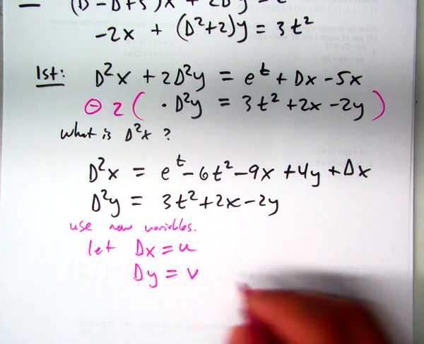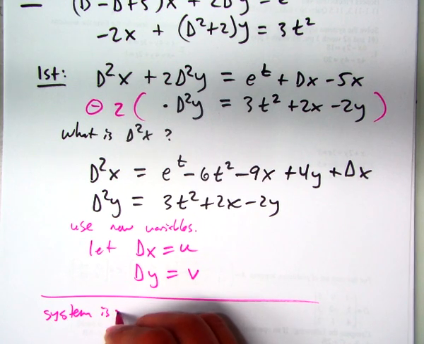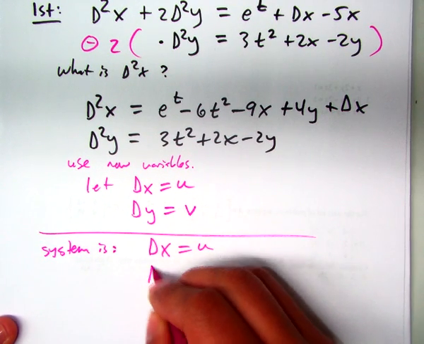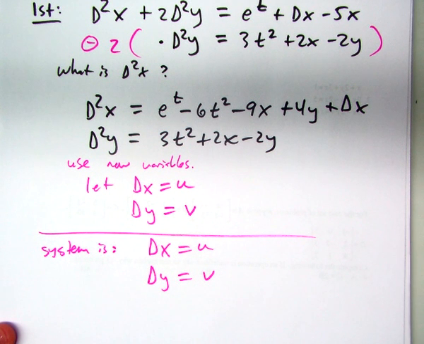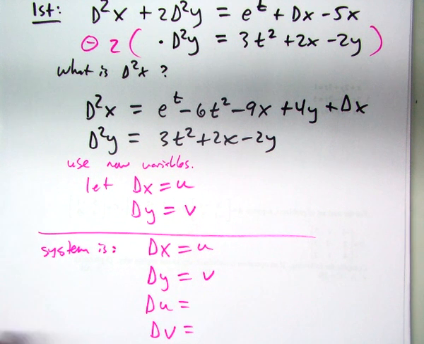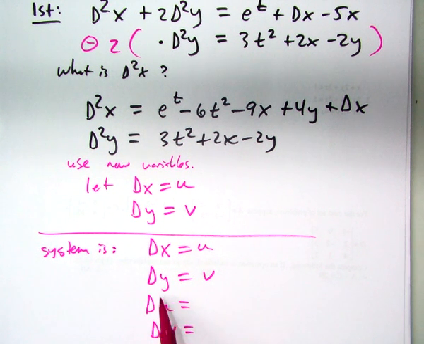So the system is now these first two, Dx equals u, Dy equals v. And now I want to know what Du equals, and I want to know what Dv equals. Okay, so we've reduced it from two equations of second order to four equations. These are all linear now, and it's just a first order derivative here.